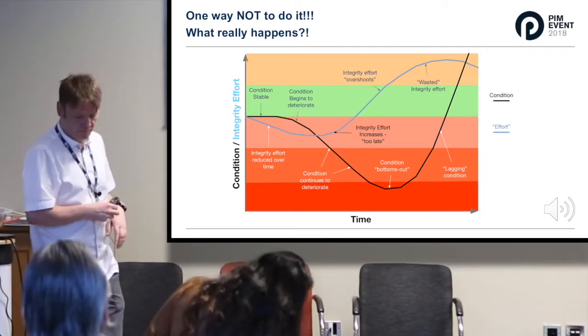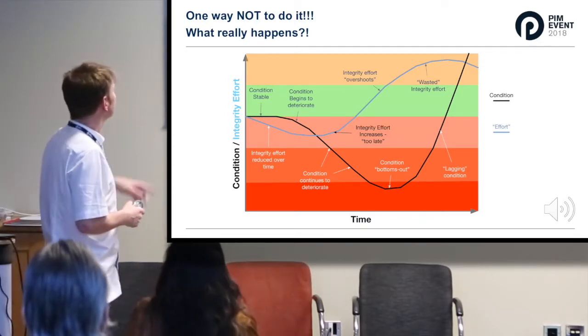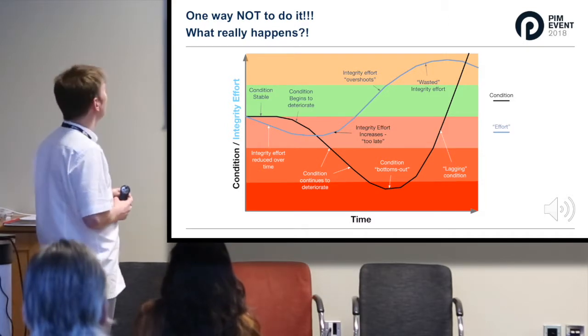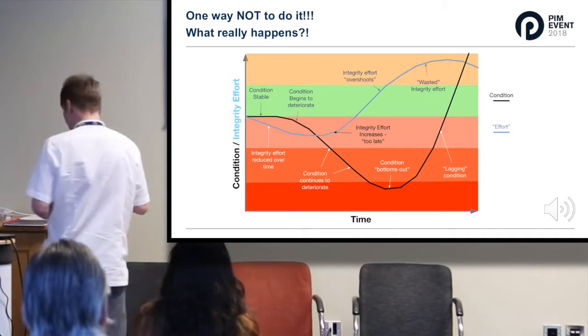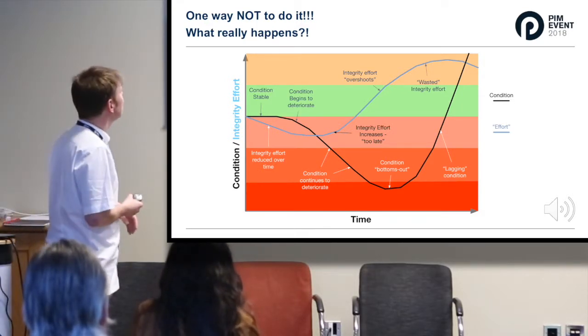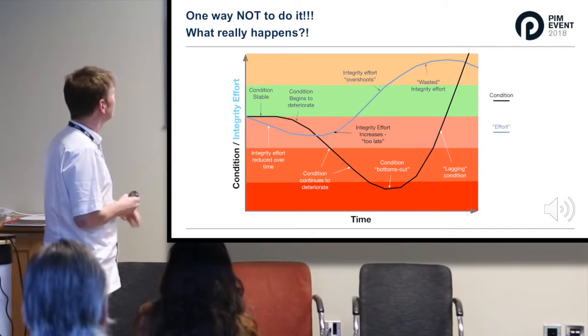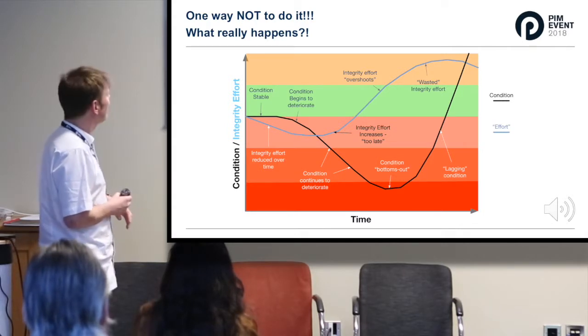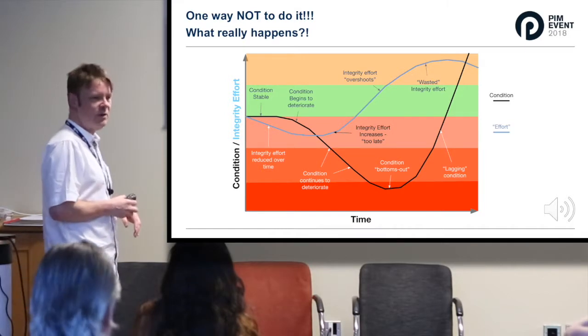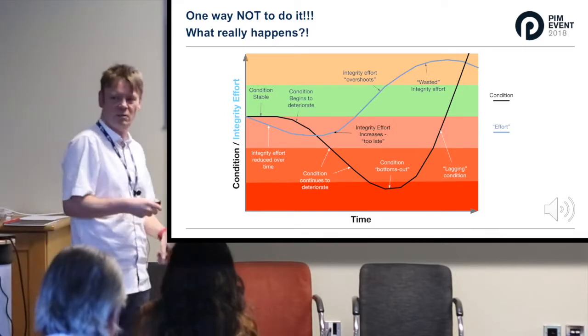We've got another graph here. This is where integrity effort comes in. Integrity effort is shown in blue, and condition is shown in black. If we start at the left, we've got a nice stable plant, just where we want it. Condition's stable, and the integrity manager says, everything's fine, why are we spending so much on integrity? Shouldn't we be spending a bit less?